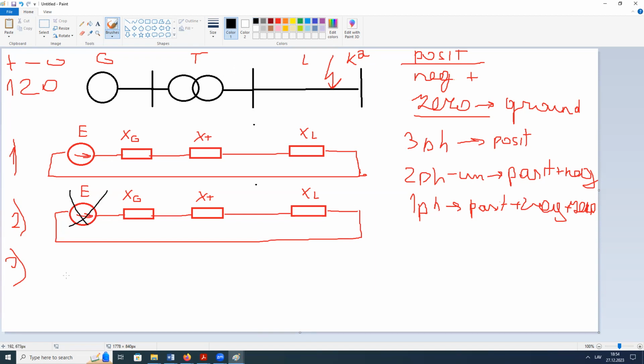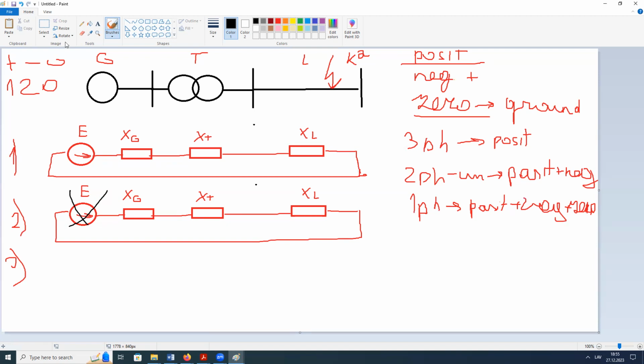a source disappears. So the positive sequence is a standard network representation with elements. The negative sequence is the same as positive, but there is no source. It could be a current source or a voltage source, but no source at all.